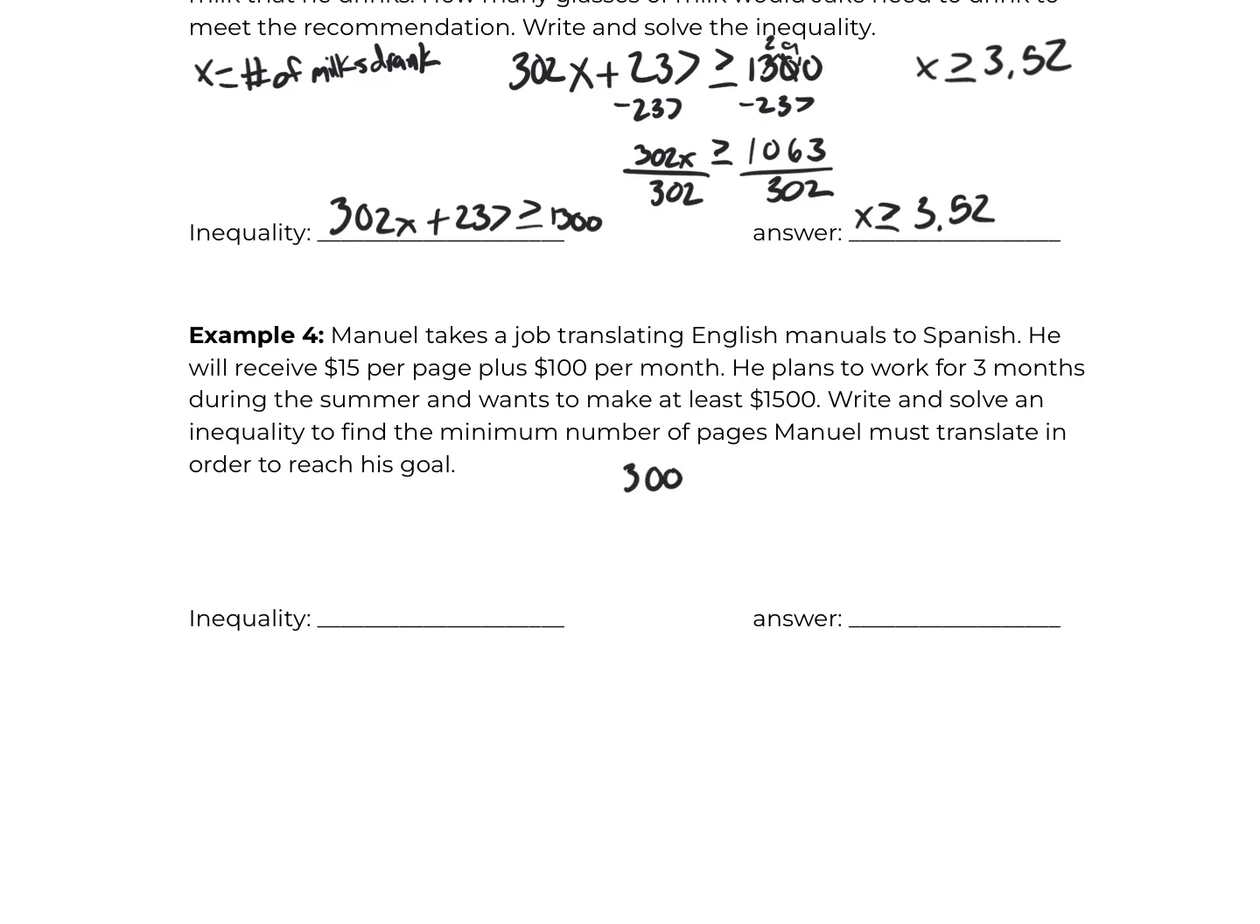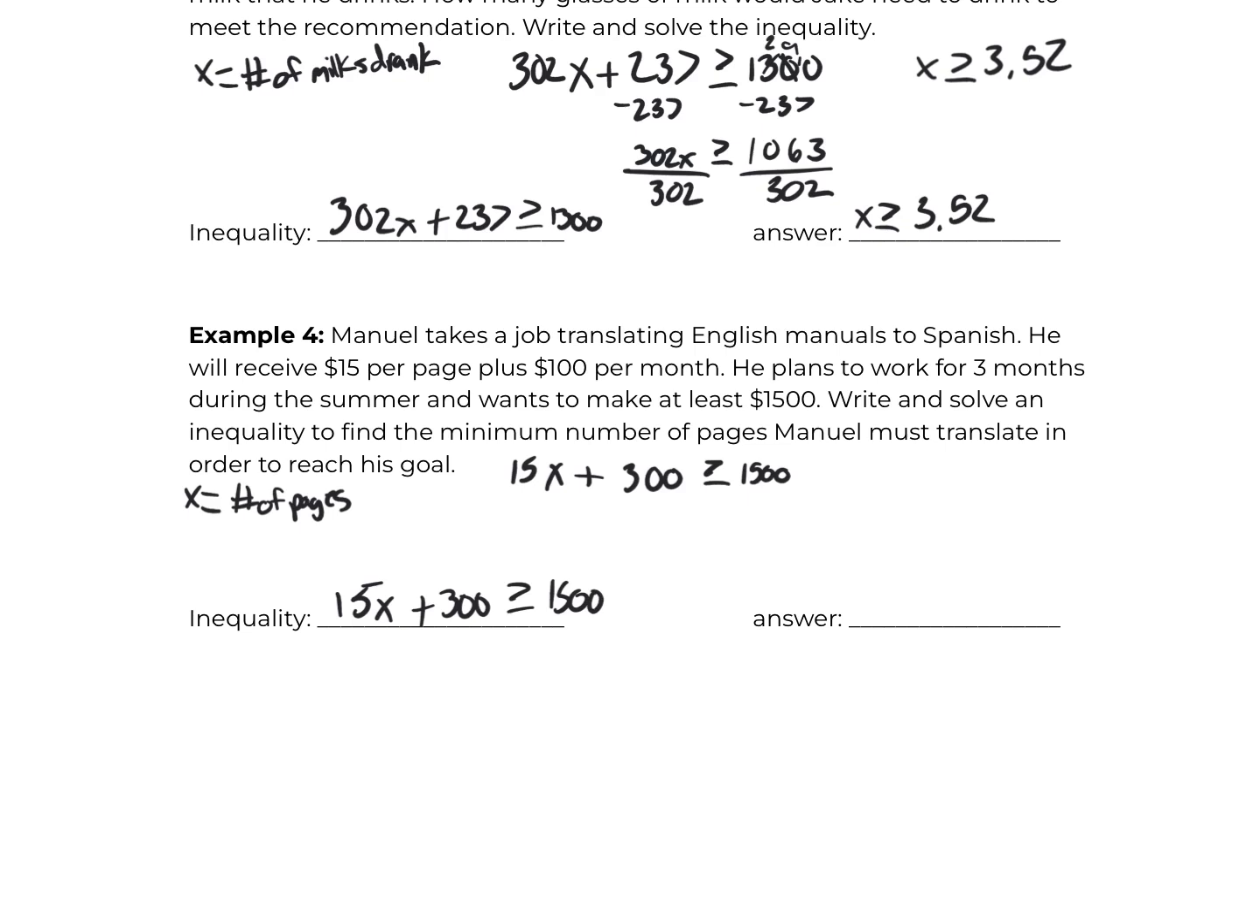He wants to make at least $1,500, so greater than or equal to $1,500. Now, how many dollars per page does he make? And that is 15. And we're going to say that x is equal to the number of pages that he translates. So 15x plus 300 greater than or equal to 1,500. All right, so let's clean that up and put it down here on the line. 15x plus 300 is greater than or equal to 1,500.